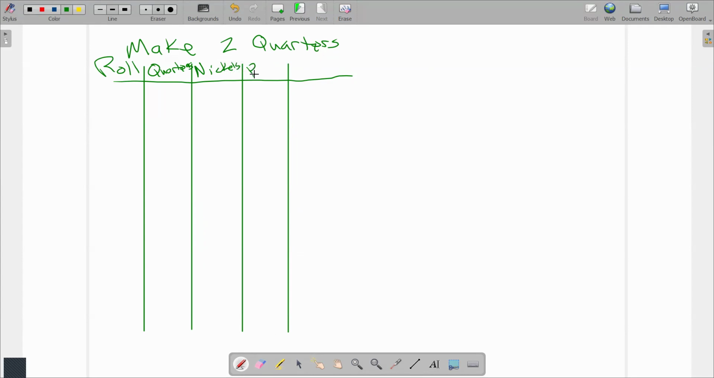You want to start in pennies, sorry. Quarters, nickels, pennies. Yeah, right, just like I am. I'm going to keep track of quarters, nickels, and pennies. All right, I got some dice here. If you don't have access to dice, there's virtual dice here.